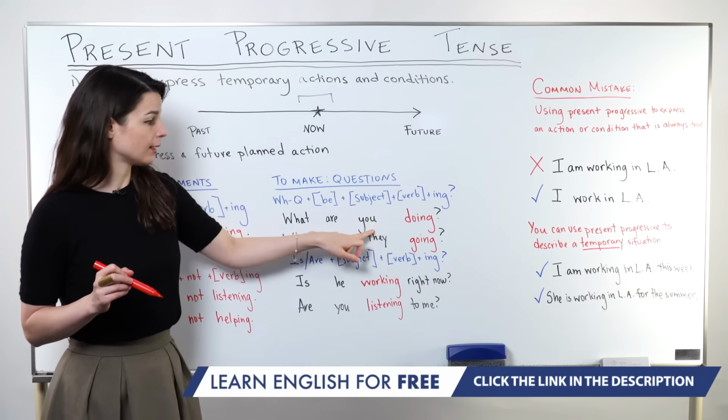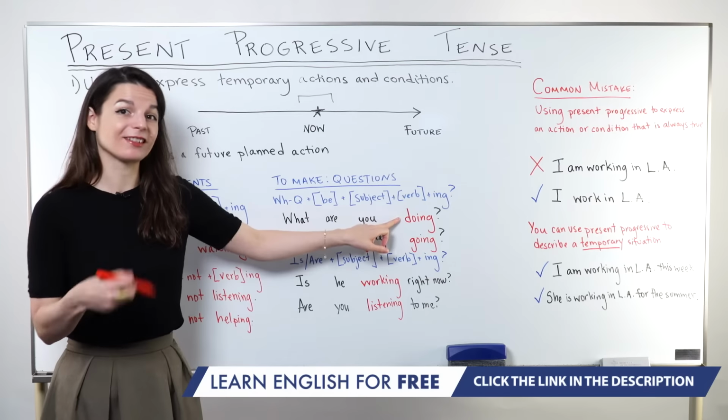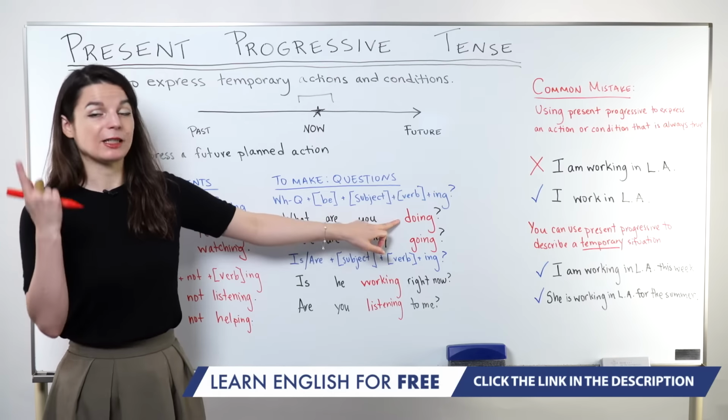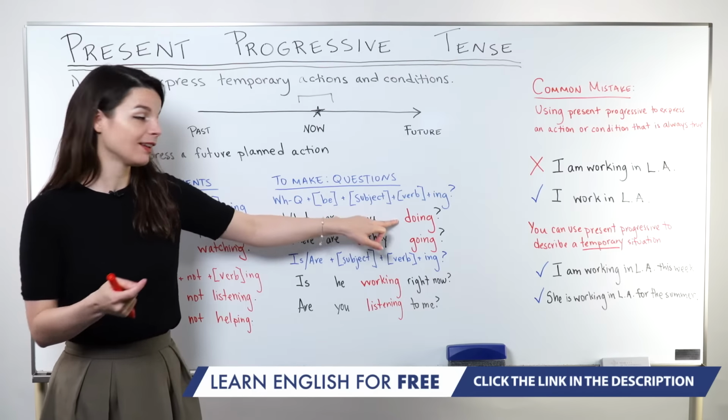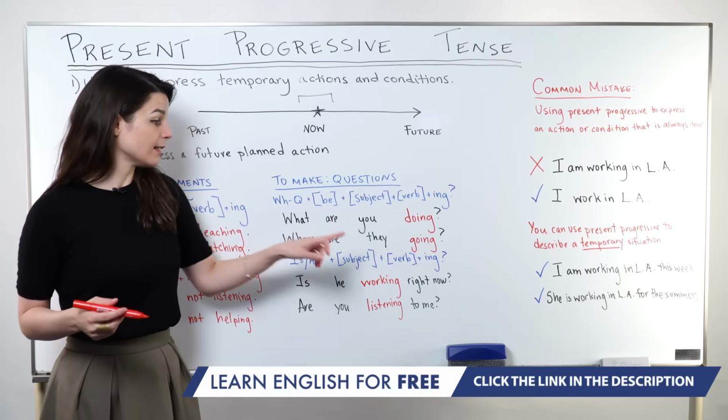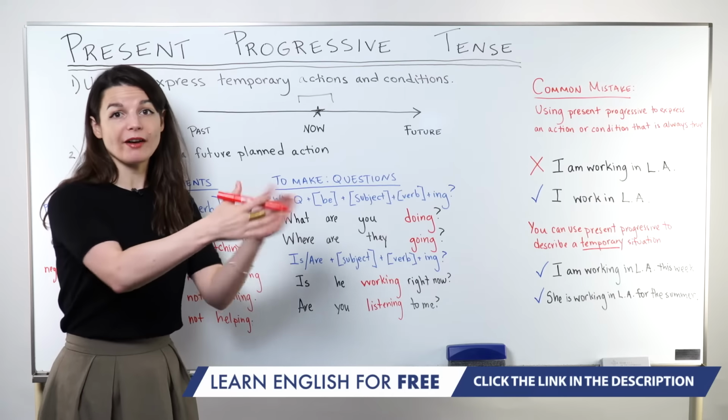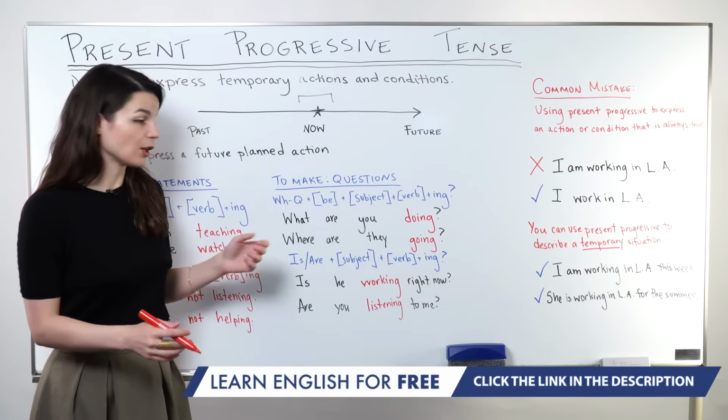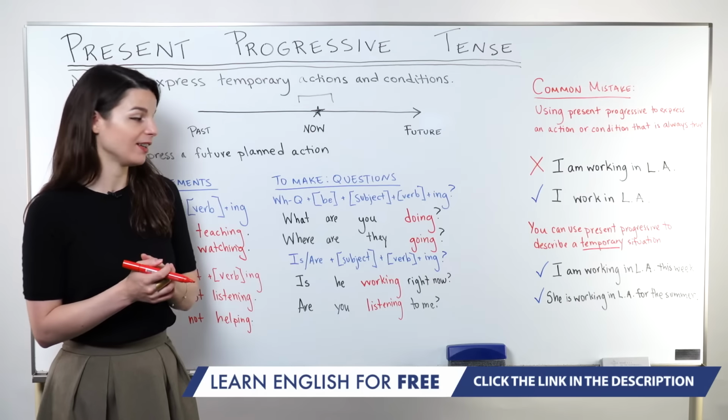So here, the listener is doing something. There's an action happening now. The speaker wants to know what it is. In this example sentence, they, so some people, are traveling somewhere. The speaker wants to know where the destination is.